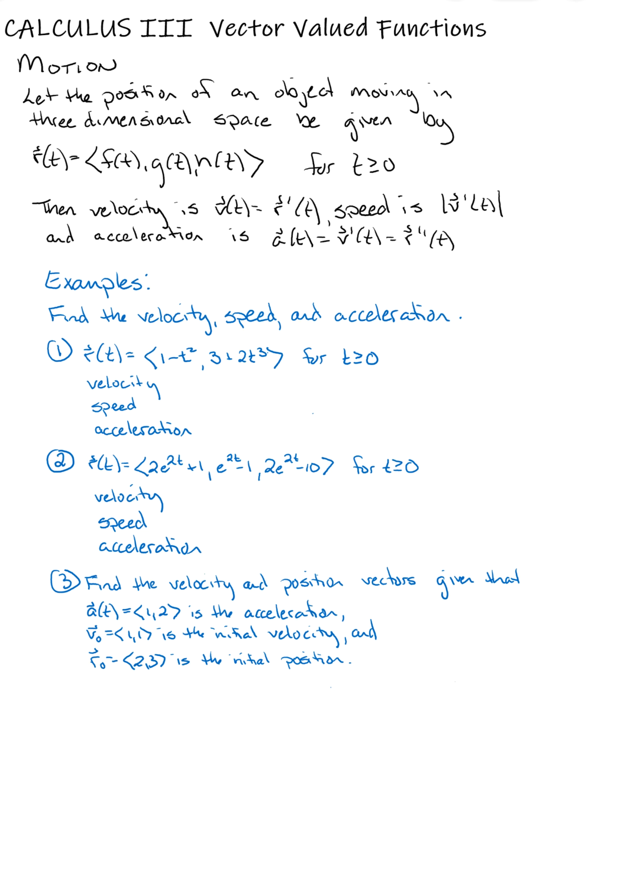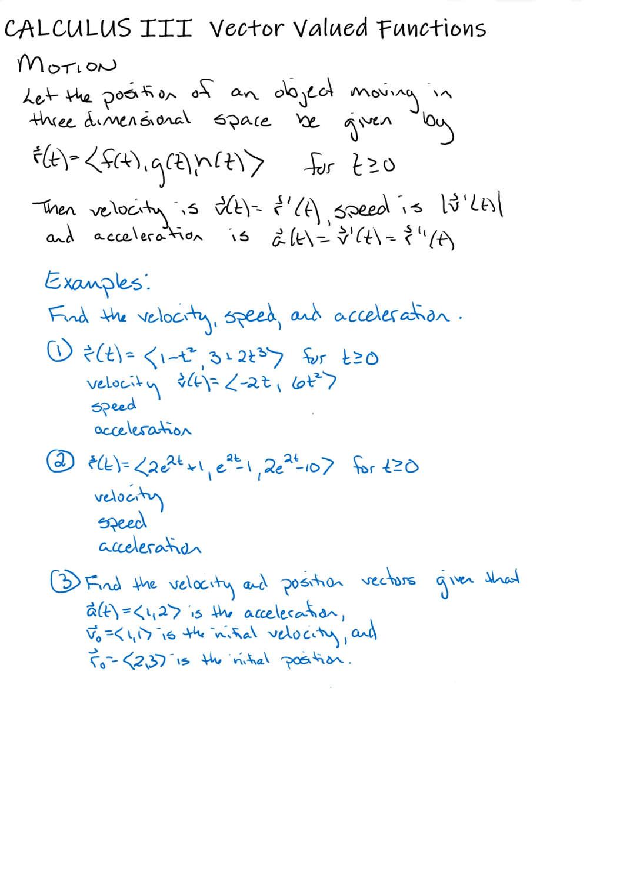So the velocity v of t is simply the derivative of the position. So simply take the derivative of that, and let's see, what do we have? Negative 2t for the first component and 6t squared for the second component.